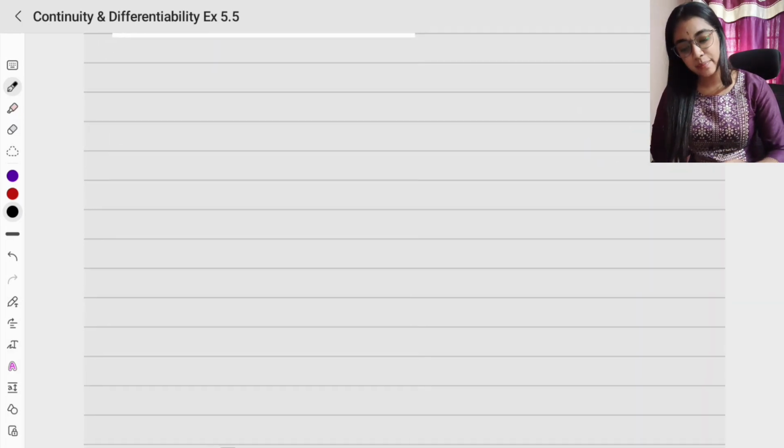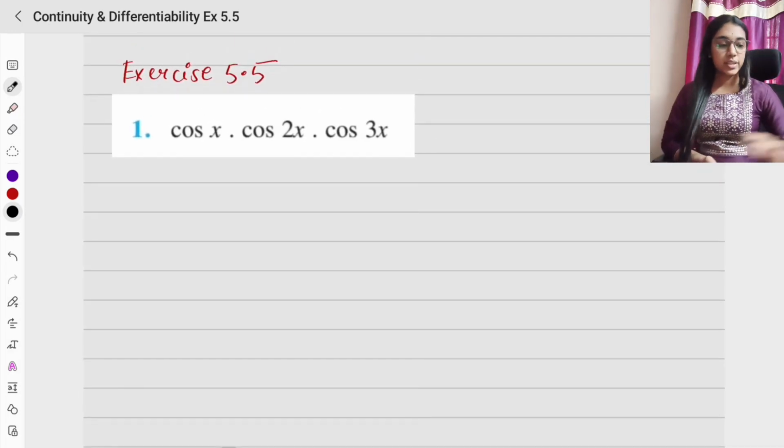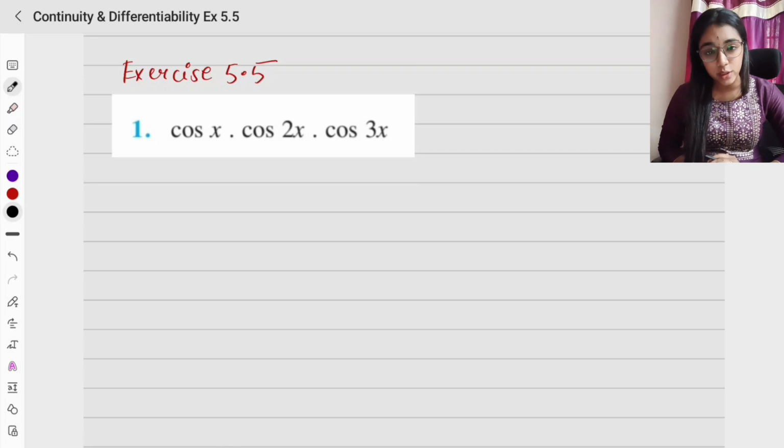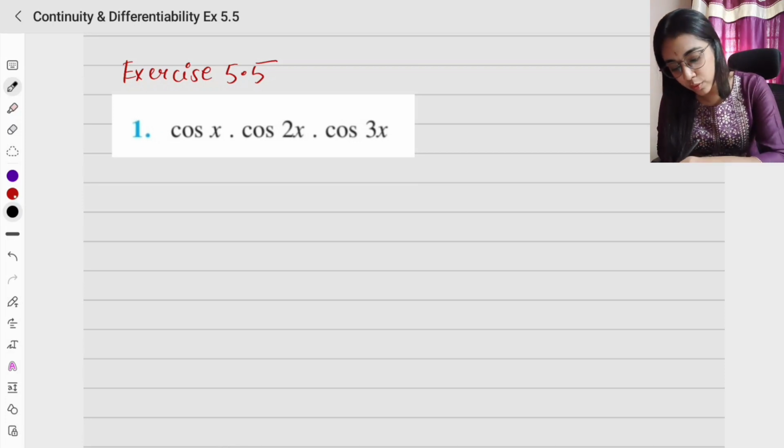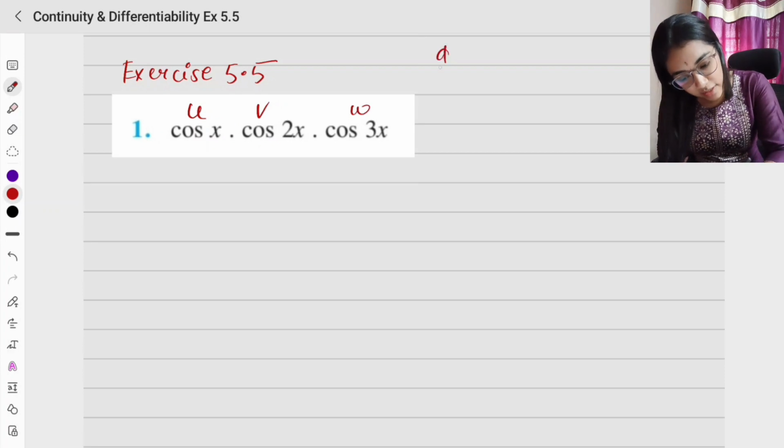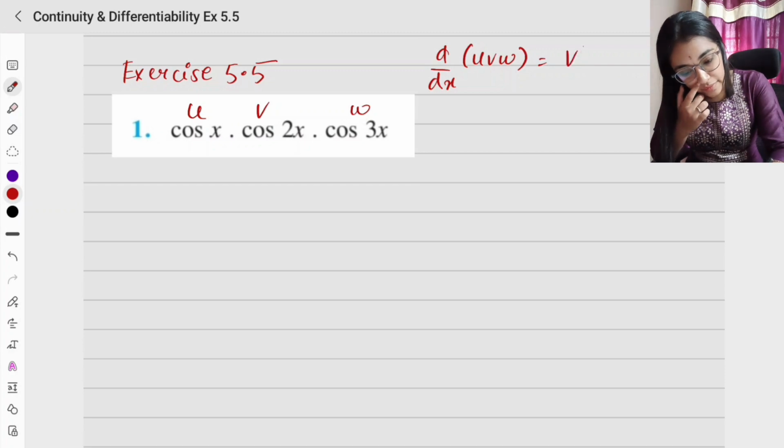So we are done with examples. Let's move on to exercise questions. So in this question you have a product of three different terms. So usually we write this as u, v, w. d by dx of u, v, w will be v dash times u, w plus u dash times v, w plus w dash times vu.